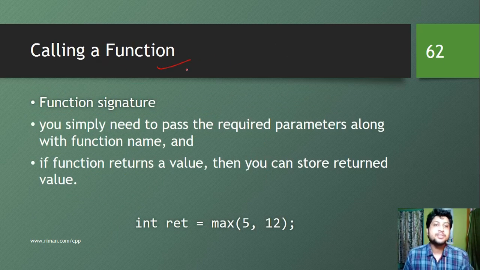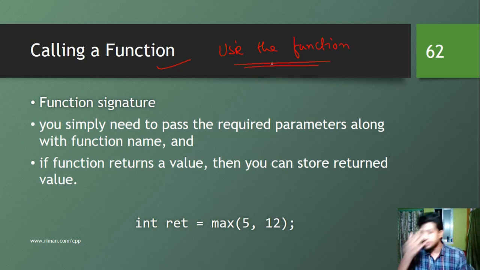Now, calling a function, that means how we are going to use the function we have written now. Calling a function means using a function. You simply need to pass the required parameters along with the function name. So that is the function signature. For the max function, this is the function signature. So the function name along with the actual arguments is known as the function signature, and we use this function signature to call a function.